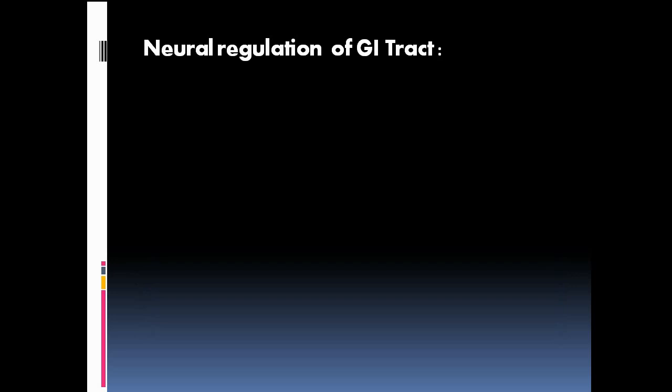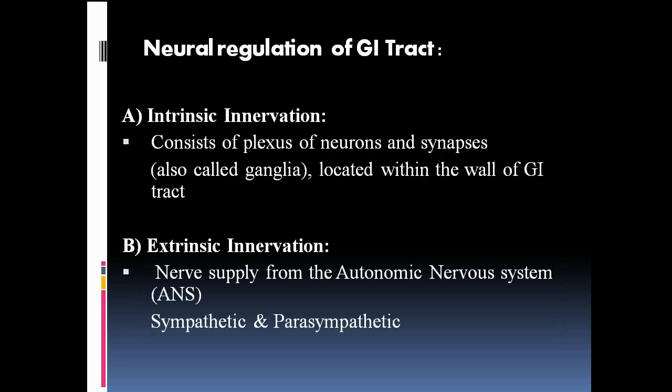Neural regulation of the GI tract, that means gastrointestinal tract, has both intrinsic innervation as well as extrinsic innervation. The intrinsic innervation consists of plexus of neurons and synapses located within the wall of the GI tract, while the extrinsic innervation is the nerve supply from the autonomic nervous system, that means sympathetic and parasympathetic.